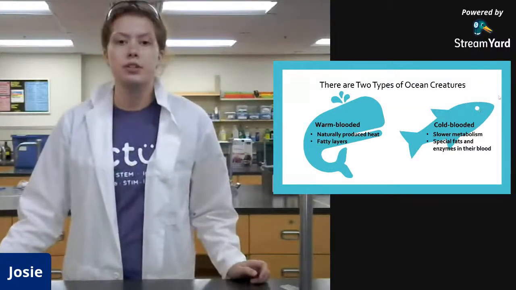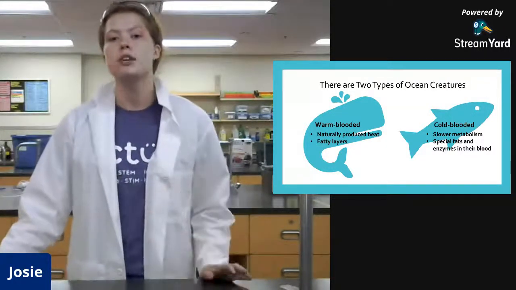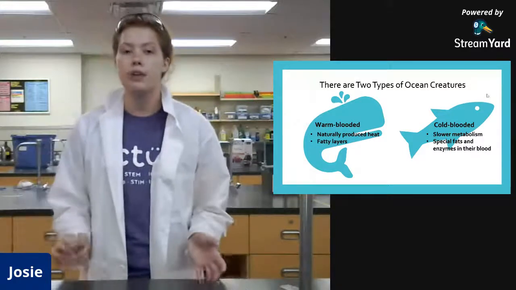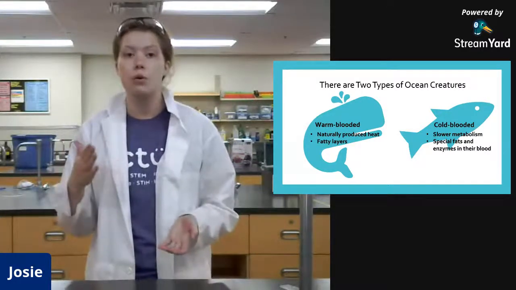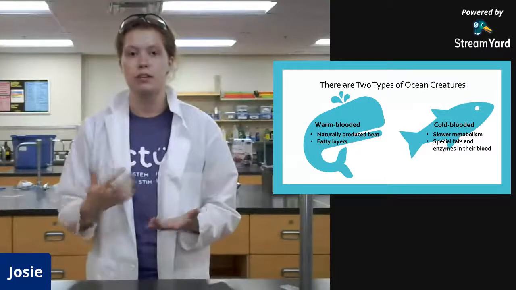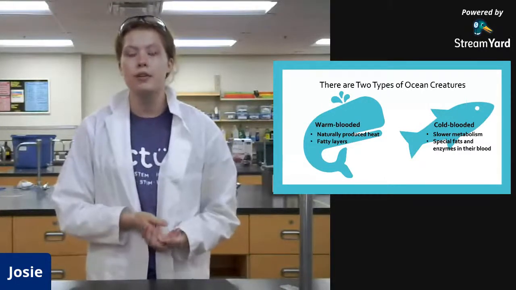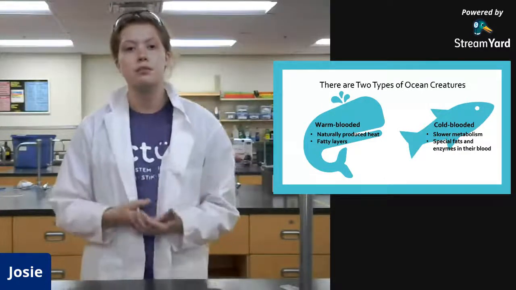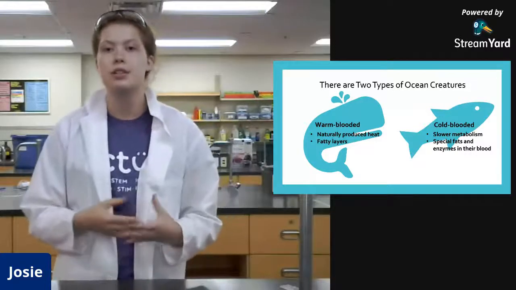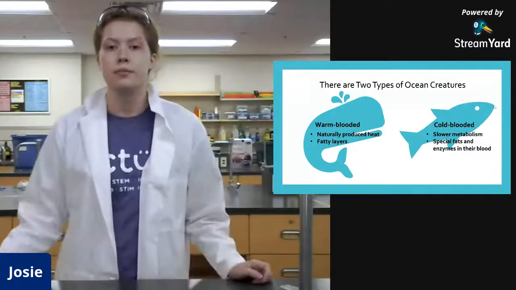And cold-blooded creatures, such as fish and sharks, when they're in colder environments, their metabolisms actually slow down so that they don't need as much heat. As well, a lot of them that are used to being in cold environments will have special fats and enzymes in their blood so that their blood doesn't freeze.